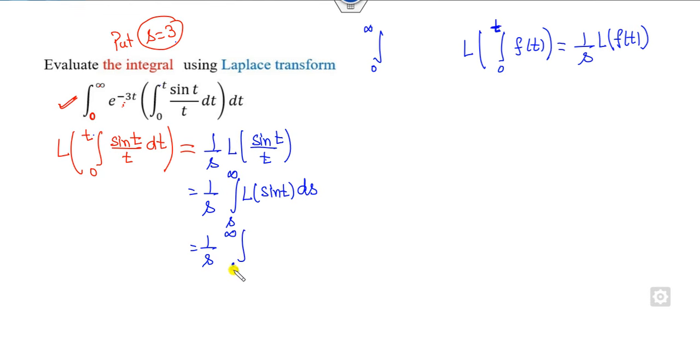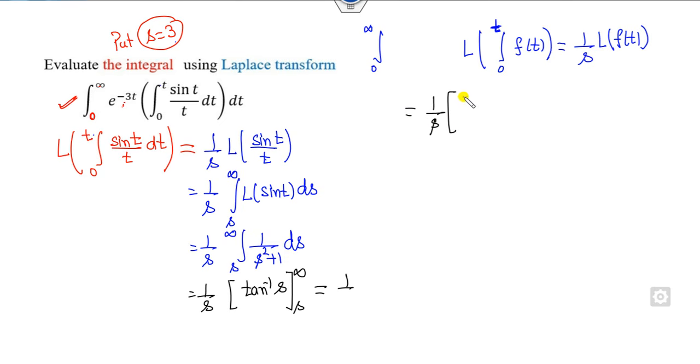What is the Laplace of sin t? 1 over s square plus 1, ds. What is the integration of this? That is tan inverse s. If I substitute the limits, I can write here 1 over s times (pi by 2 minus tan inverse s), with infinity giving pi by 2. Fine. Now this part is over.